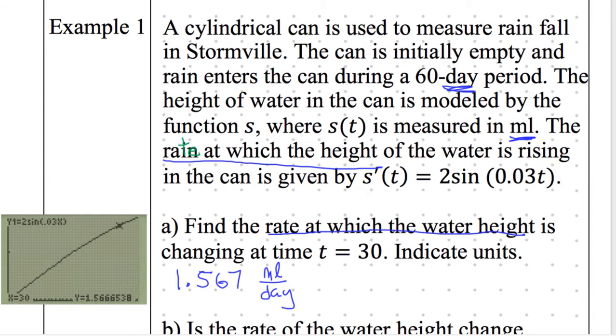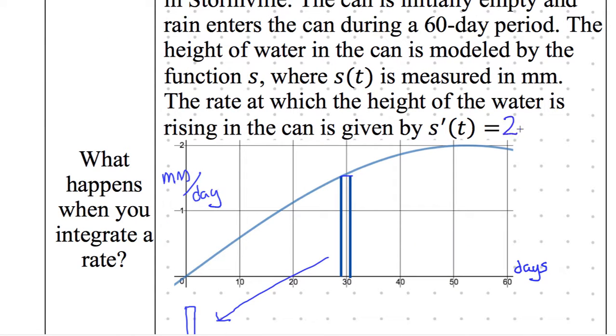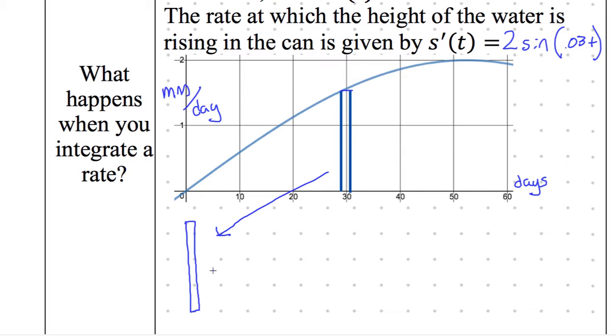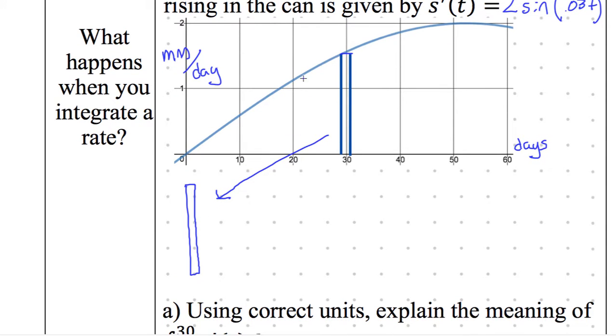Oops, what am I doing here? So write down 2 sine of 0.03t. Just always have to have an error there. All right, so it's millimeters per day, which means let's go ahead and label this bar. This bar has the same units as the graph. So this unit on the bottom is day, this unit on the side is millimeters per day, and therefore when we integrate this, we get what? When we find the area of this bar, we get units of millimeters.